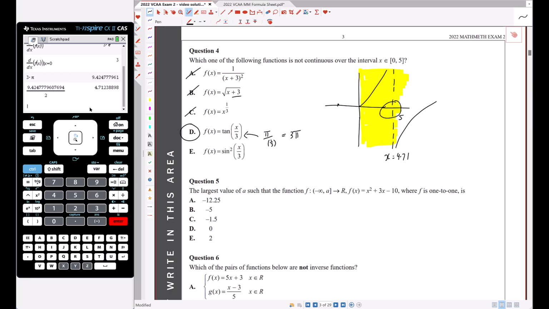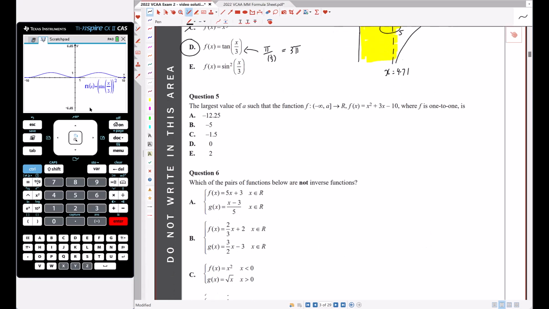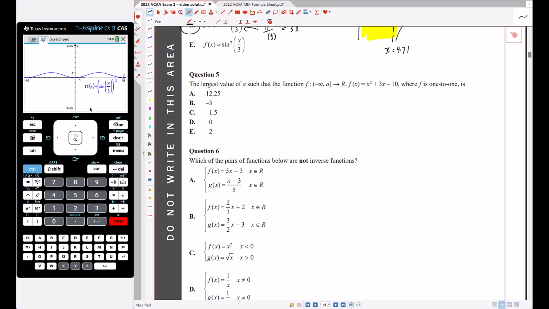Sine squared x on 3, let's have a quick look at what that looks like on our CAS. To put a sine squared into our CAS, we need to actually understand what that means. It's terrible notation. It actually means sine of x on 3 all squared, and our CAS will only understand it that way. And that certainly appears to be continuous over 0 to 5. So it's the tan function, and it's because that asymptote does fall within the domain from 0 to 5. So D.